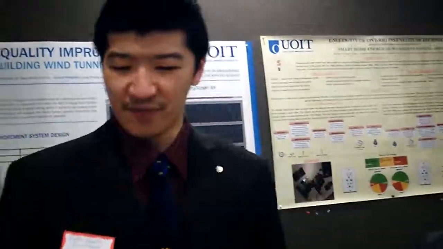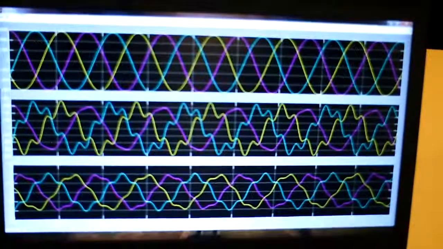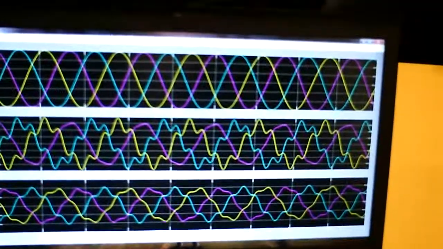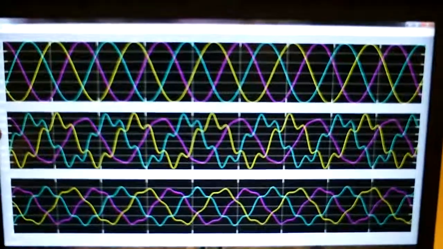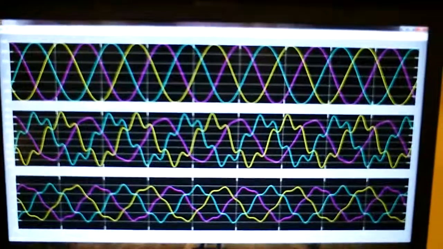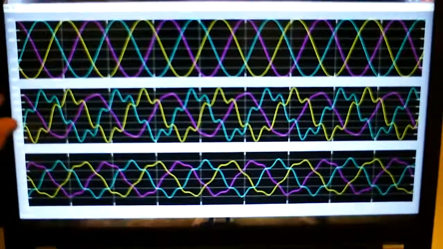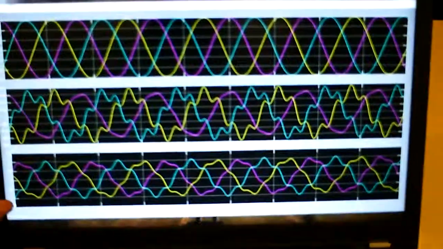The concept here is looking at these three rows. The first row is basically your perfect system, the most flawless you can get. This is what you wanted to get closest to. The second row is a distorted system, basically where we have problems in our wind tunnel system. I'm trying to simulate that with a distorted waveform. And over here is after our solution.